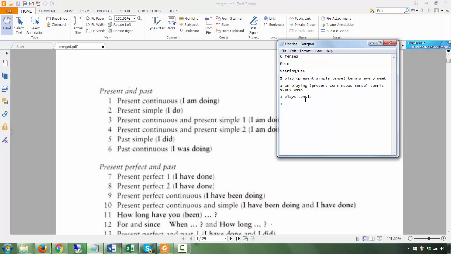And if you say "I playing tennis now," this person is trying to use the present continuous tense, which is correct. He's trying to say that he's playing tennis now, but he is not forming it correctly because the present continuous tense requires you to use the be verb and the verb -ing. So he got the verb -ing, playing, but he did not use the be verb. So it should be "I am playing."